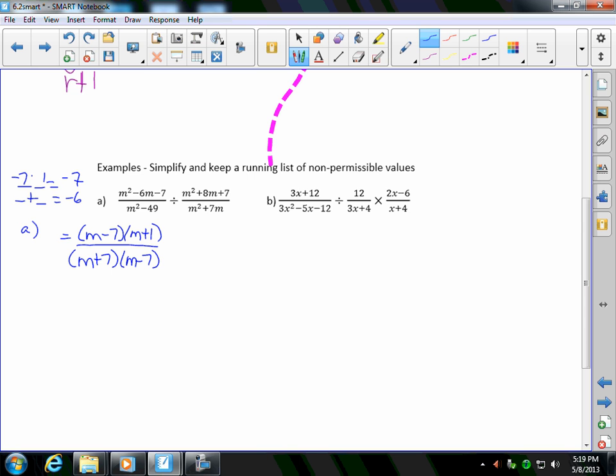And then I have another product and sum. So I have a product of 7. I'm going to run out of room here, and a sum of 8. So that's just going to be a 7 and a 1. So m plus 7 times m plus 1. And then the bottom, by GCF, I have m times m plus 7.